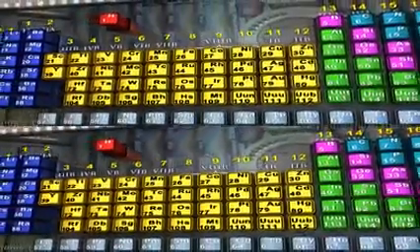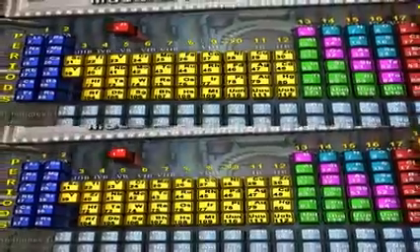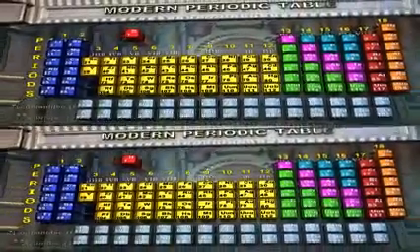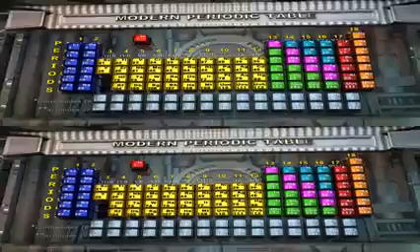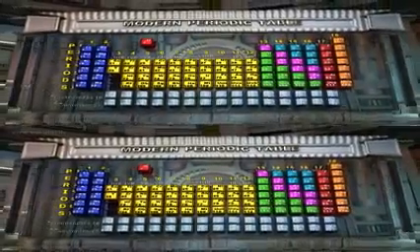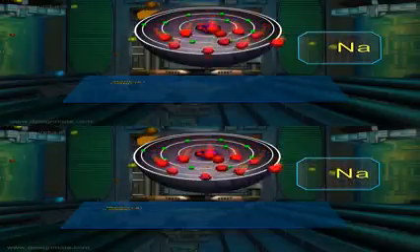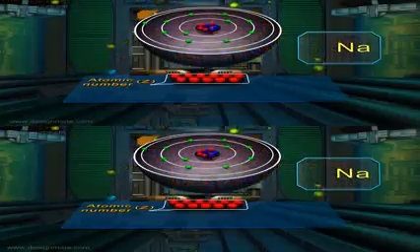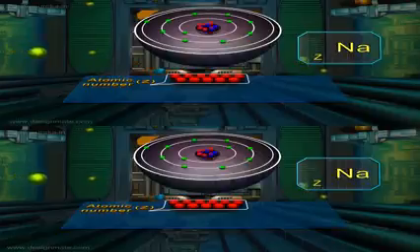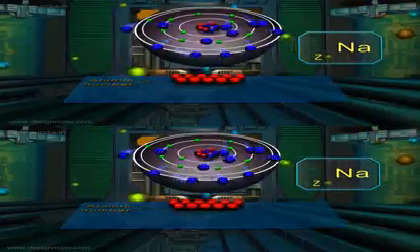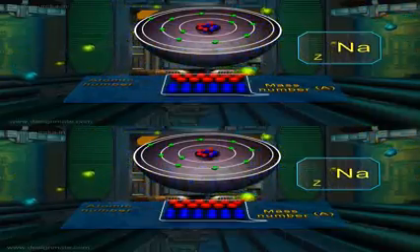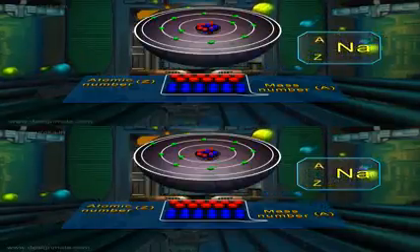Despite these irregularities seen among the elements, it is possible to predict the position of most of the elements in the periodic table from their configurations and vice versa. Summary: we've seen that the number of protons present in the nucleus of an atom denotes its atomic number, while the sum of its protons and neutrons denotes its mass number.